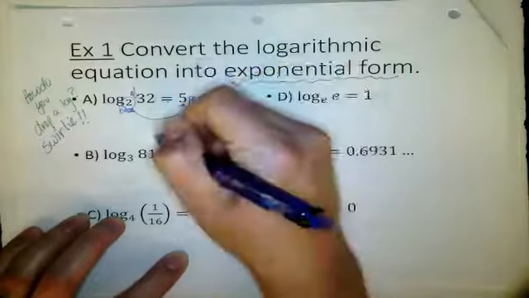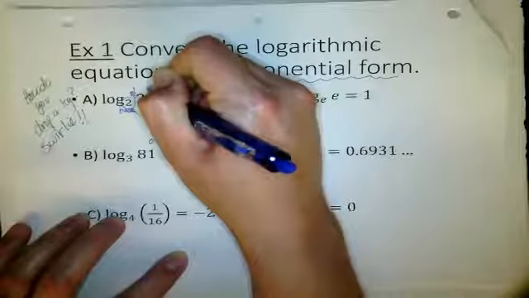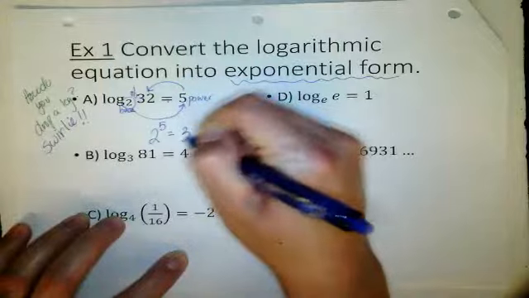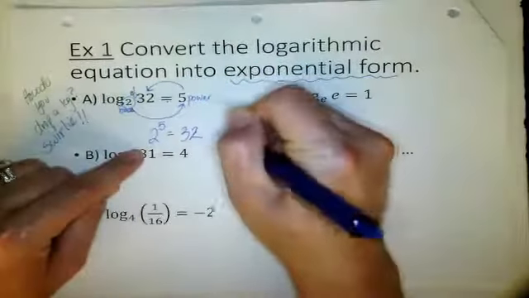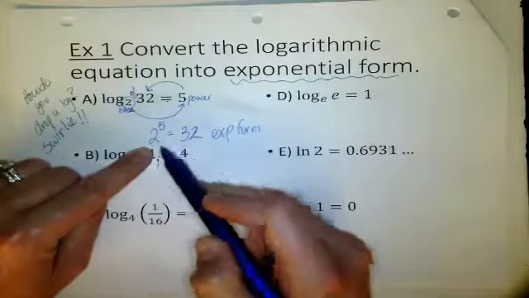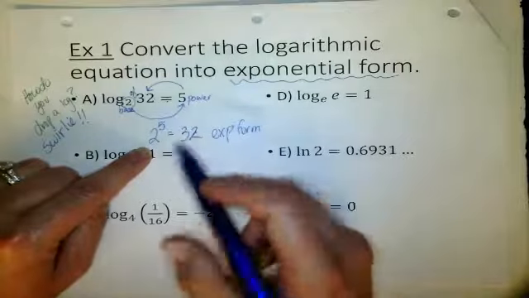And that gives you a base of 2 to a power of 5. And then you keep swirling around the equal sign, and that equals the argument 32. And so this is our exponential form. And you can see that it is exponential. We have powers here. 2 to the 5th exponent equals 32.